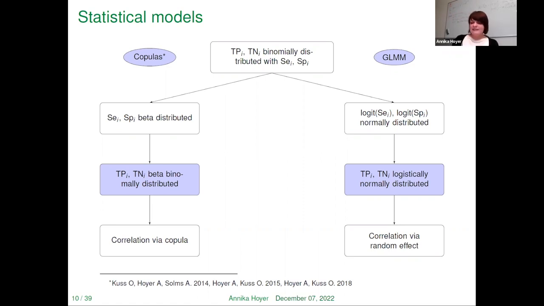This model has some advantages compared to the generalized linear mixed model, because we have a closed form likelihood. That means we know that our true positives and true negatives are beta-binomially distributed. We can simply construct the corresponding likelihood function, maximize it, and then we have our maximum likelihood estimates, which works quite more stable from a numerical point of view.